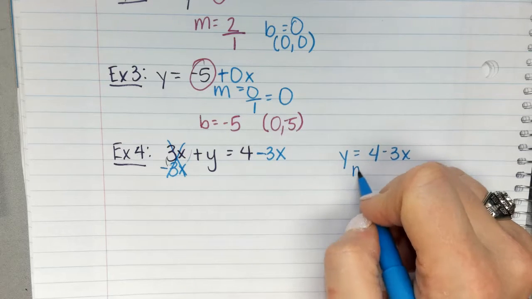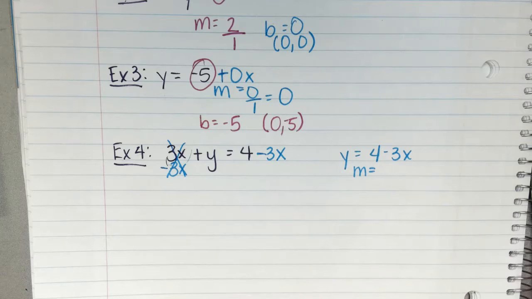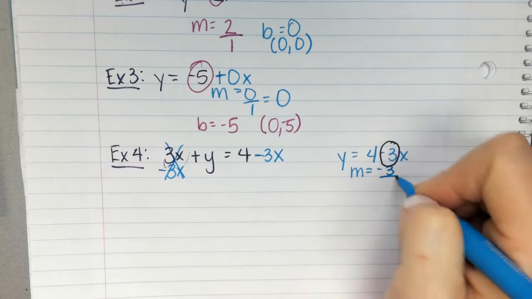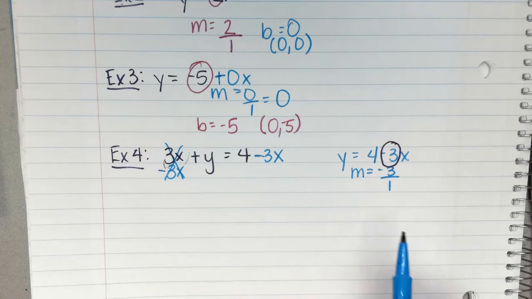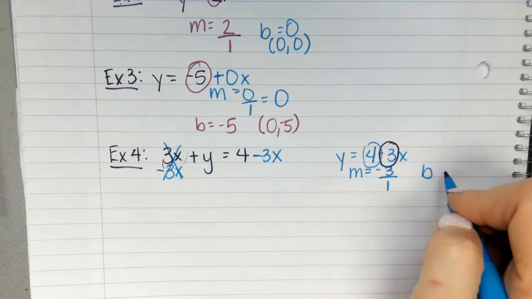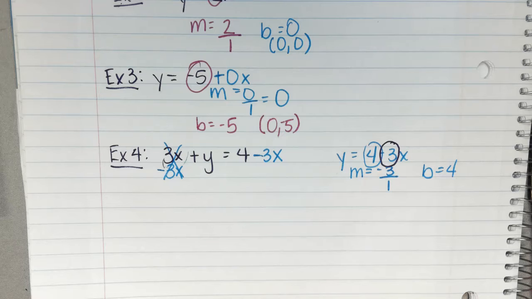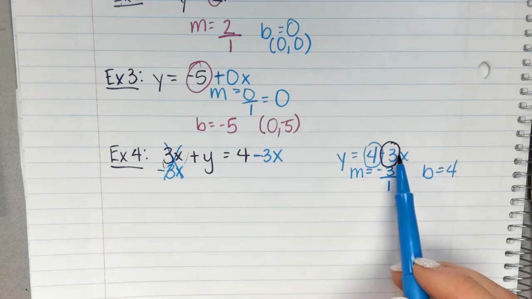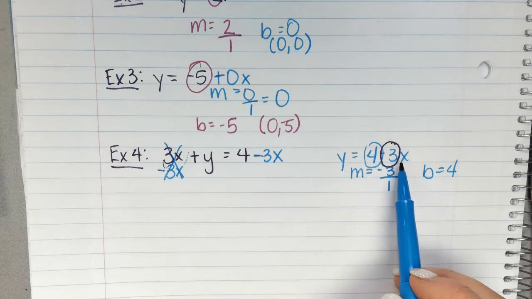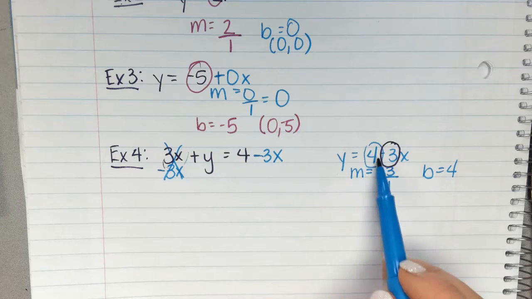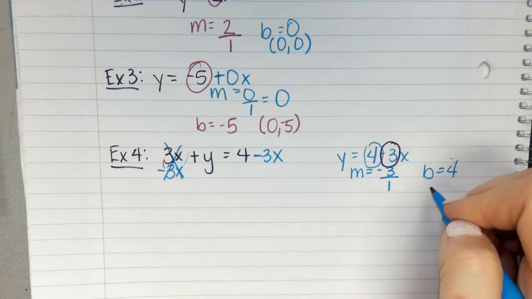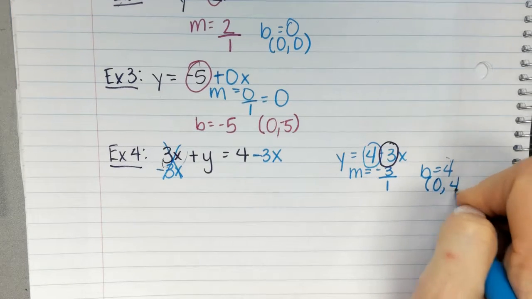What's our m? It's going to be whatever is attached to the x. And in this case, it's a -3. You've got to put that over 1, so it has a rise and a run. And our b is that positive 4. Okay? So even though it was subtracting the 3x, the negative goes with the number that follows it. It goes with the 3. It does not go with the number in front of it. That is a positive 4. So it's just 4. And that means your y-intercept would be at 0, 4.